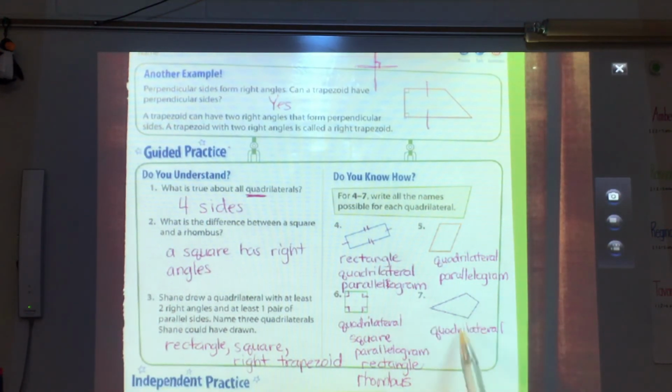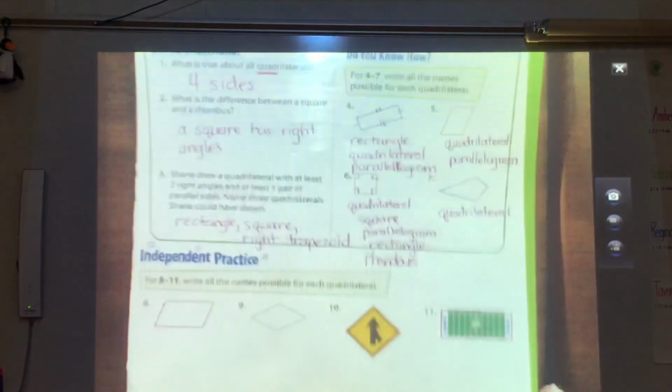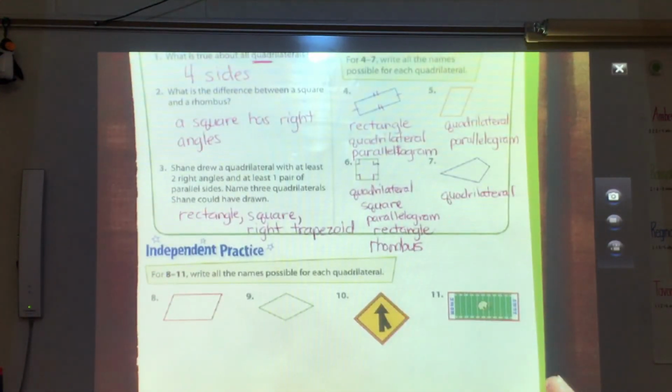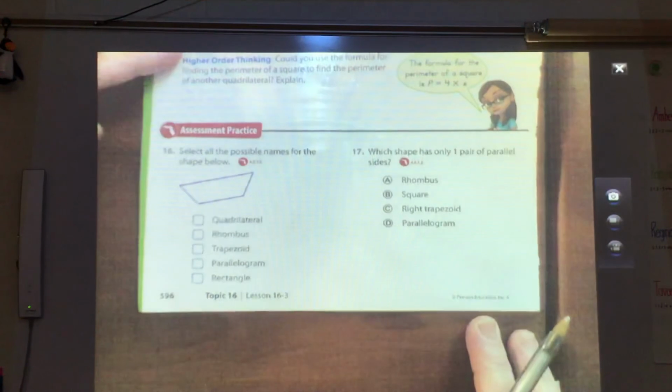Number 7 is called a quadrilateral because it has 4 sides, but if you notice, there's no sets of parallel sides, there's no right angles, so the only thing we can call this shape right here is a quadrilateral. All right, so I want you to do the independent practice on your own and check the answer key to see how you do with those. And then we're going to go over just a couple problems on the back. We're just going to do the assessment practice at the bottom.